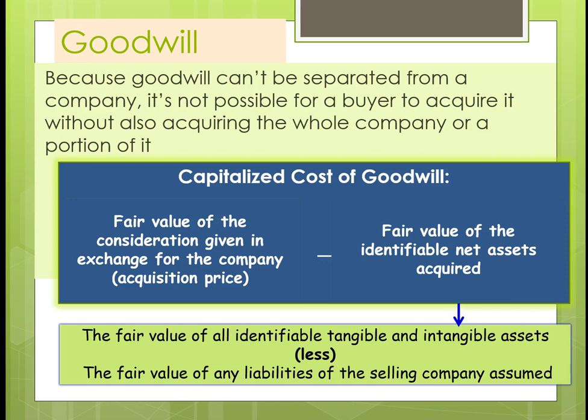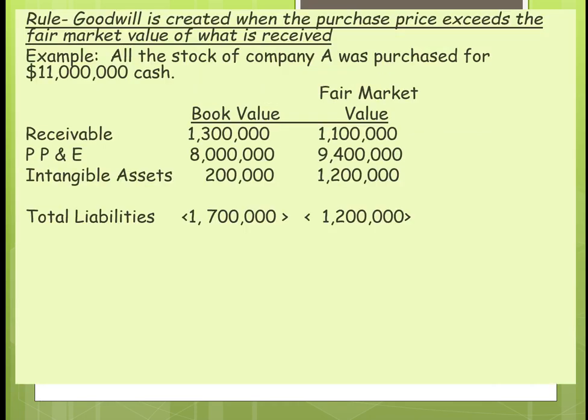So now let's take a look at an example. I want you to also know that they're thinking of changing how we judge goodwill over time, and that we'll cover in a different section. All right. Goodwill is created when the purchase price exceeds the fair market value of what is received.